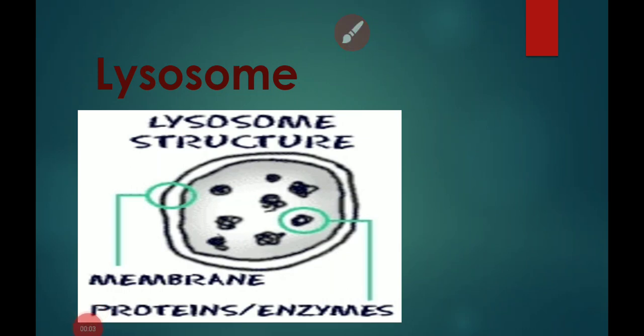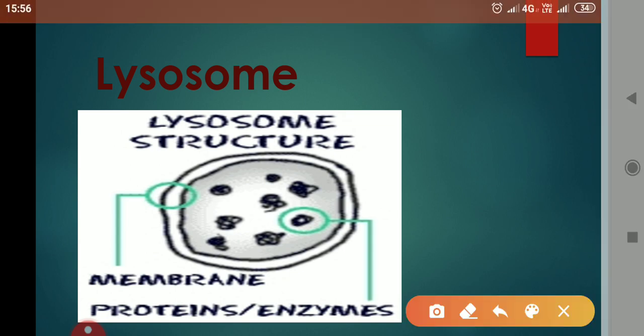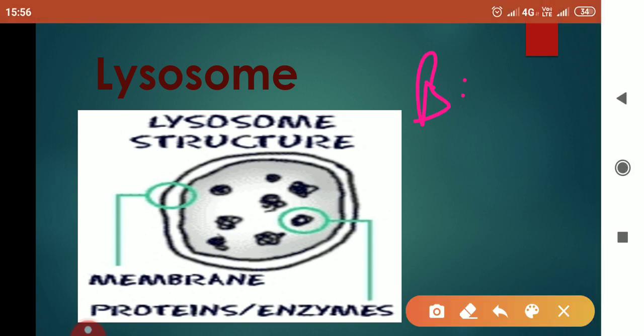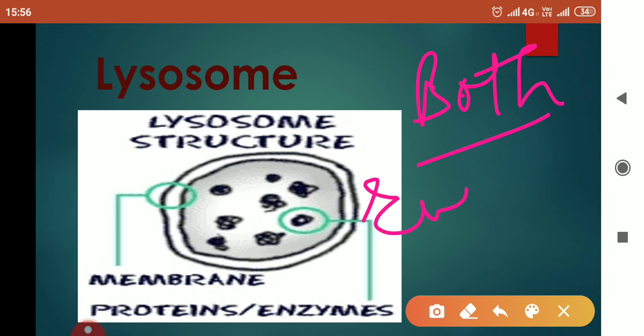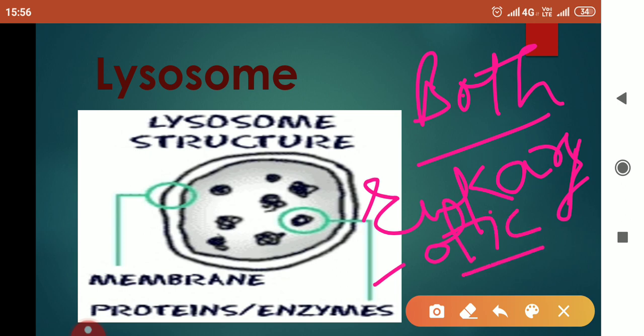Let's start with the next organelle, that is lysosome. Lysosome is present both in animal and plant cells. This means it is present in eukaryotic cells. Why in eukaryotic cells, not in prokaryotic cells? Because prokaryotic cells do not have any cell organelles.